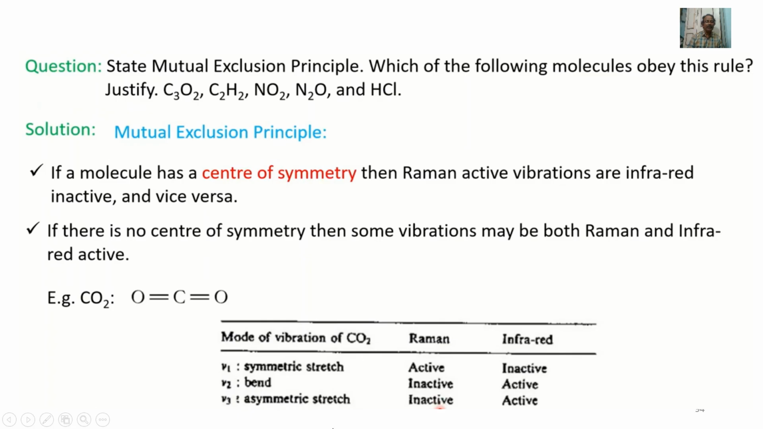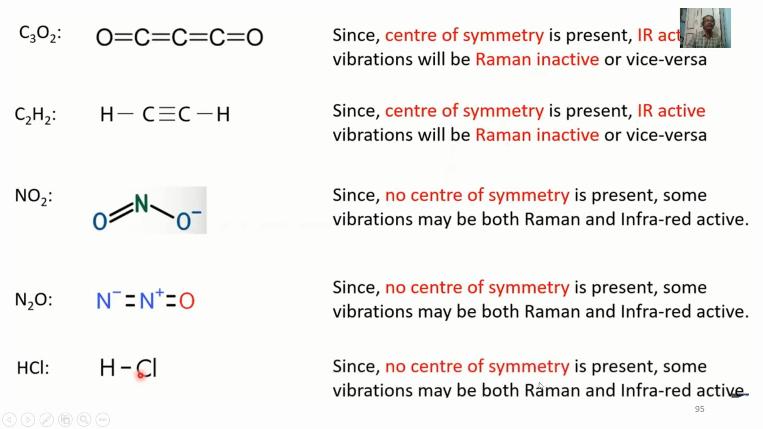For example, CO2. We have already seen earlier the modes of vibration for CO2: symmetric stretching, Raman active and infrared inactive; for bending vibration, Raman inactive, infrared active; for asymmetrical stretching, Raman inactive and infrared active. And for C3O2, the structure is like this, all double bonds. Since a center of symmetry is present, IR active vibrations will be Raman inactive or vice versa.